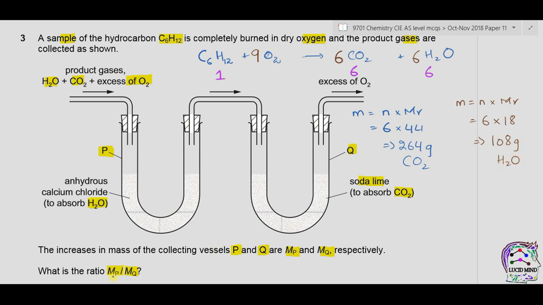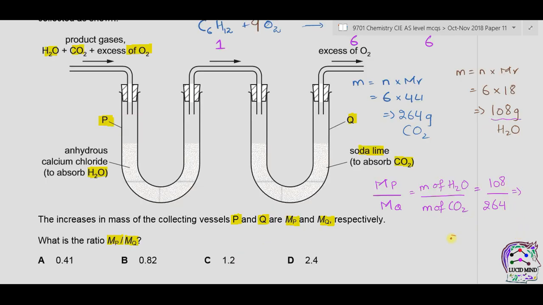Now finding the ratio between MP and MQ, we have MP, MQ. Now MP is the mass of water that is absorbed and it is equal to 108 grams. And MQ is the mass of carbon dioxide that is absorbed, which is equal to 264 grams. Now the ratio comes equal to 0.41. Therefore, A is the answer.